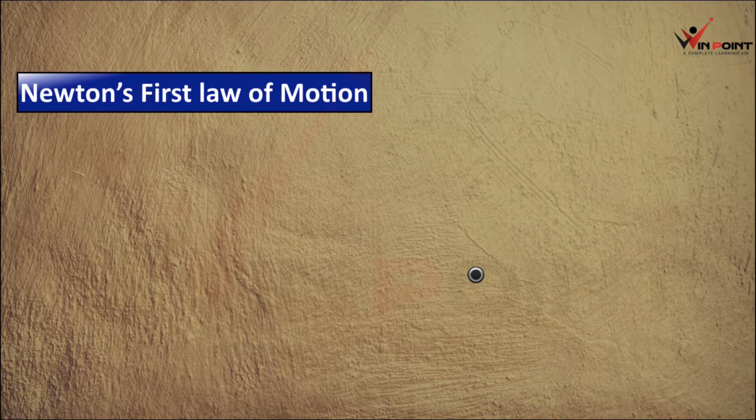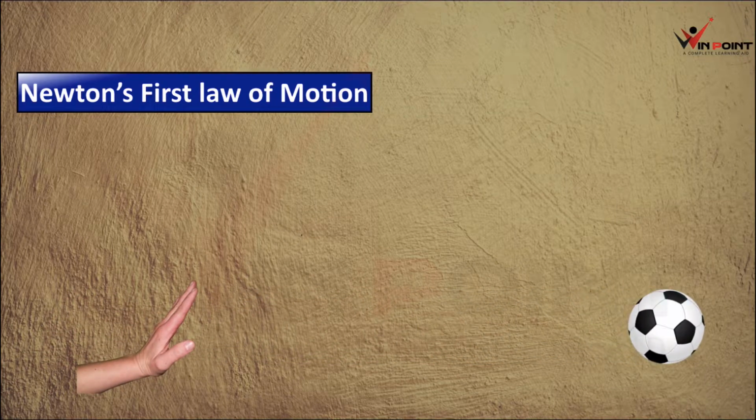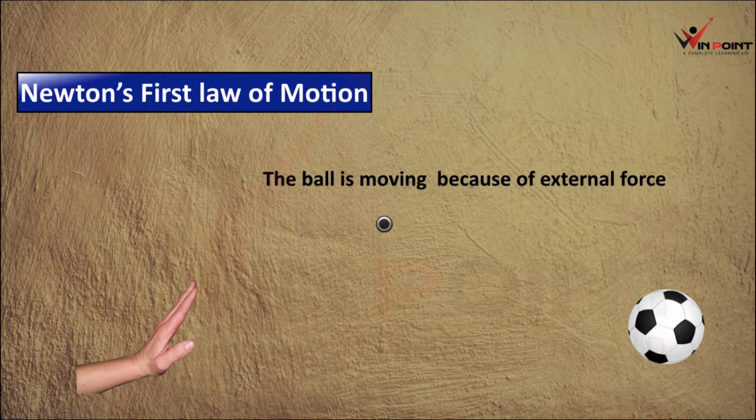Now we can discuss another example. We are considering the same ball. Now the ball is at rest, no movement. To make the ball move, what can we do here? We can apply a force. We are going to apply a force on the ball. Because of that force, the ball is moving. The reason is we are applying an external force. That's the reason for the movement of the ball. If there is no external force, what is going to happen? The ball will continue its state of rest. It is Newton's first law of motion. The ball is moving because of an external force.